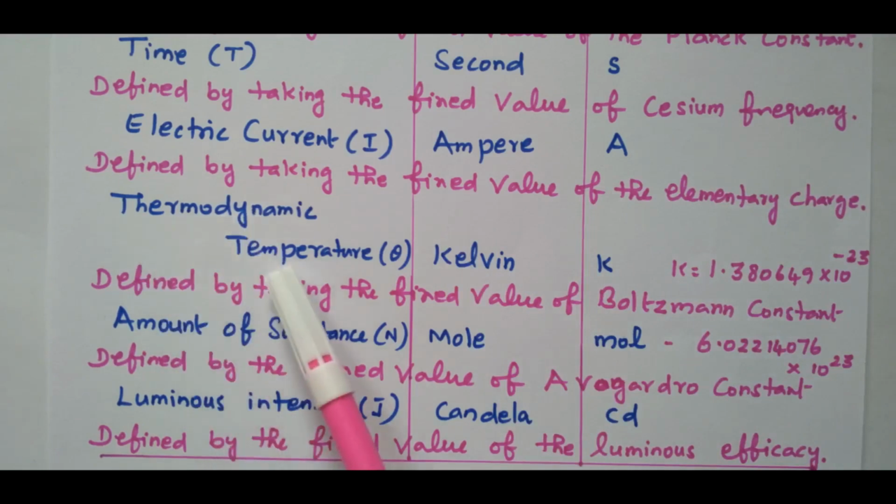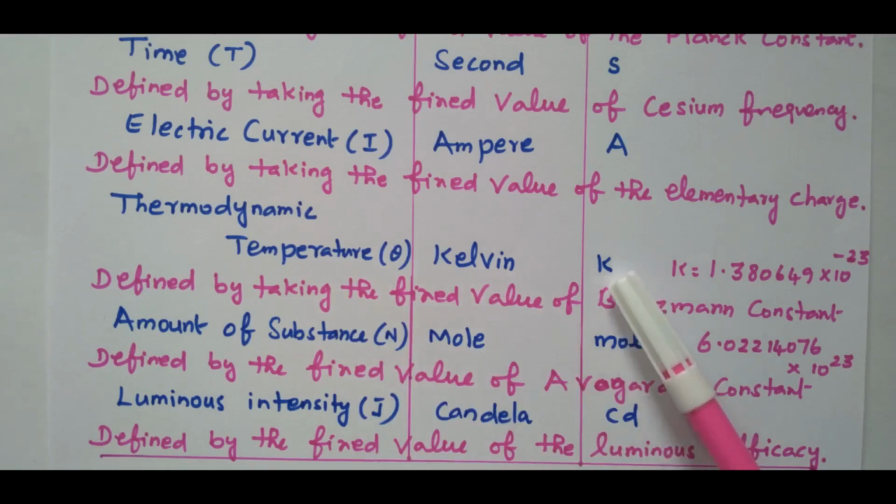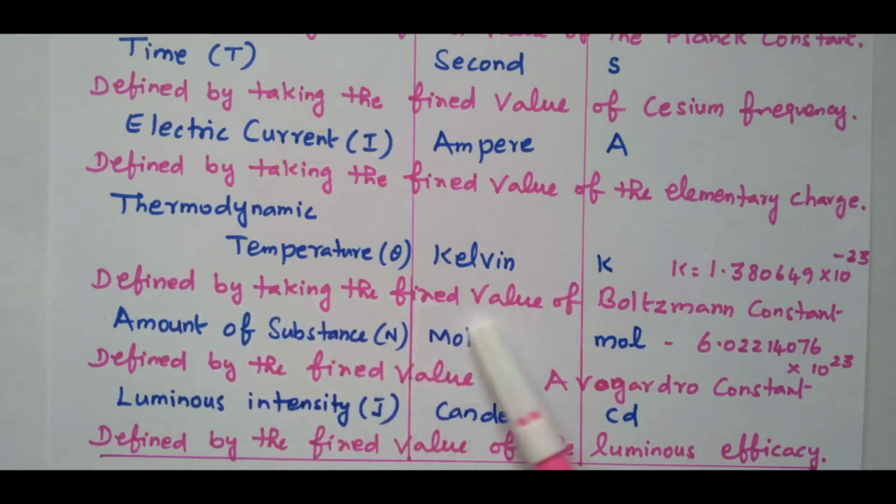Then thermodynamic temperature, theta. The unit is Kelvin, the symbol is K. We know that temperature is measured in Kelvin. Another one, Celsius, is available, but Kelvin is the base. How are we measuring this Kelvin? Defined by taking the fixed value of Boltzmann constant. This Boltzmann constant will define the temperature, 1 Kelvin. That is k equal to 1.380649 times 10 to the power minus 23. So that will define the Kelvin.